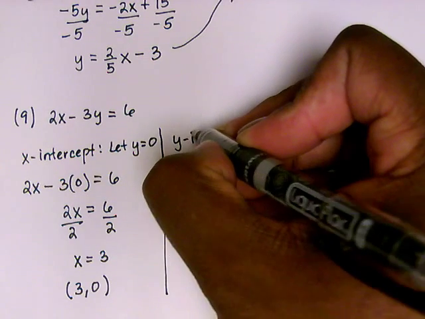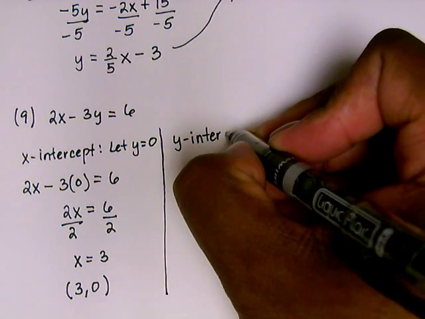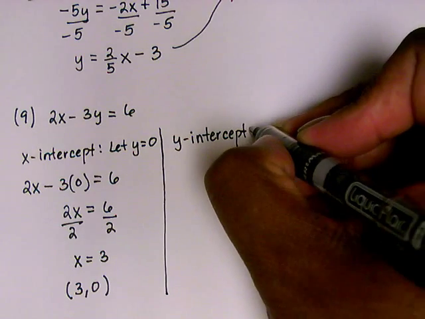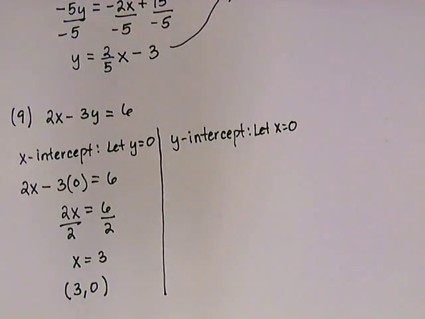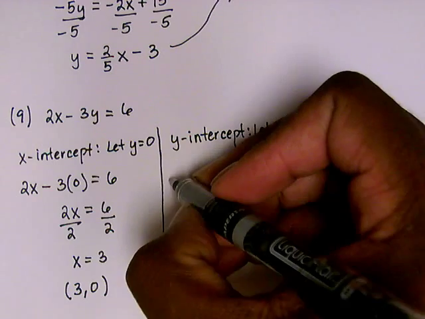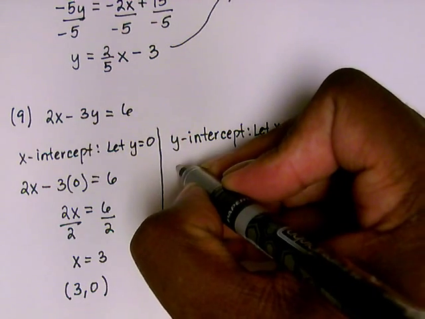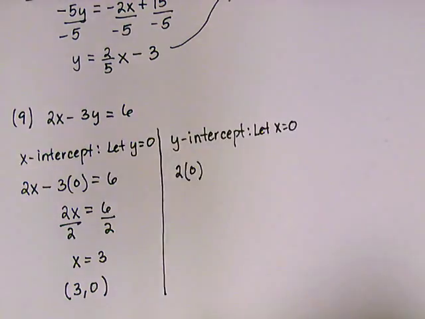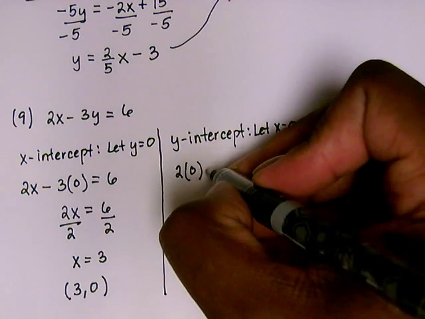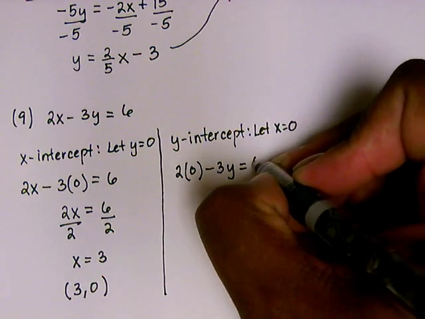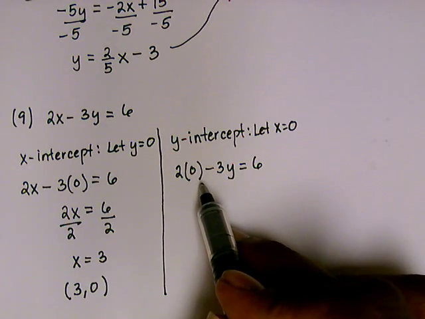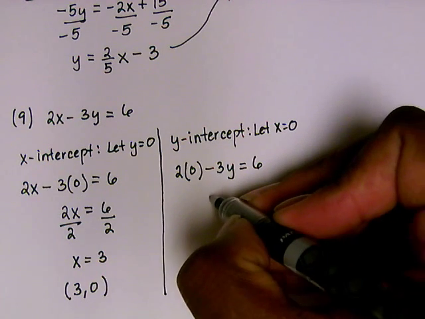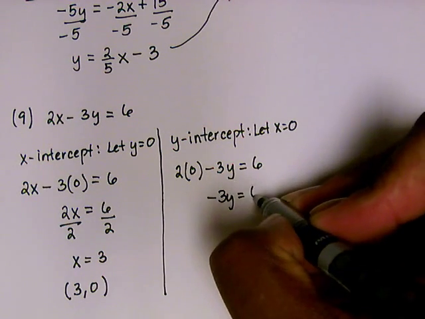Okay. Now next we're going to find the y-intercept. To find the y-intercept, you let x equal 0 and solve for y. So in this case here, we're replacing the x with 0, you're going to get 2 times 0 minus 3y equal to 6. 2 multiplied by 0 is 0. So you're left with negative 3y equal to 6.